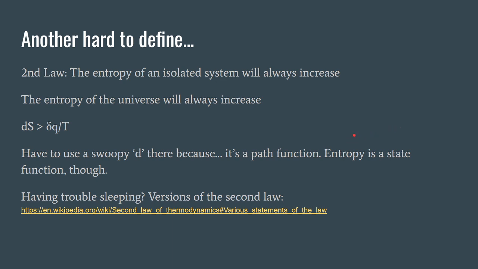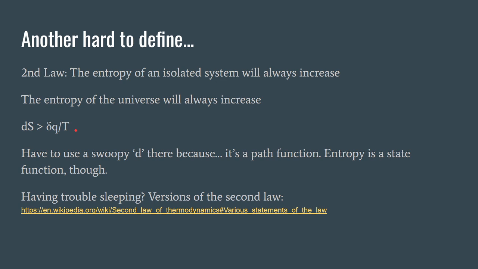And a mathematical definition of entropy is that dS, where S is entropy, will always be greater than đQ over T. We have to use a swoopy d there, because it's a path function. Entropy is a state function. Heat is a path function. But entropy, the change in entropy for a system, is greater than or equal to the change in heat divided by temperature.